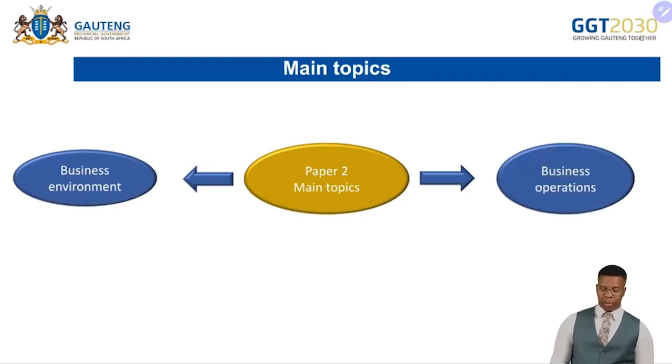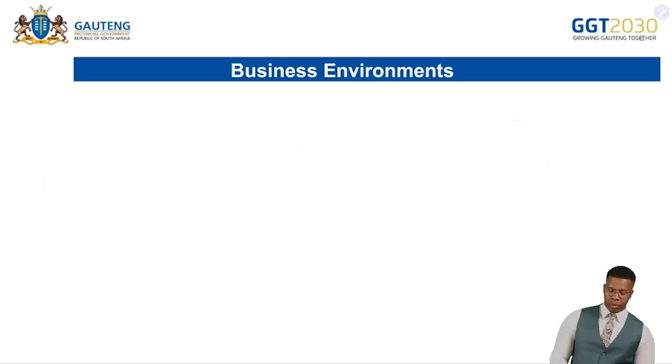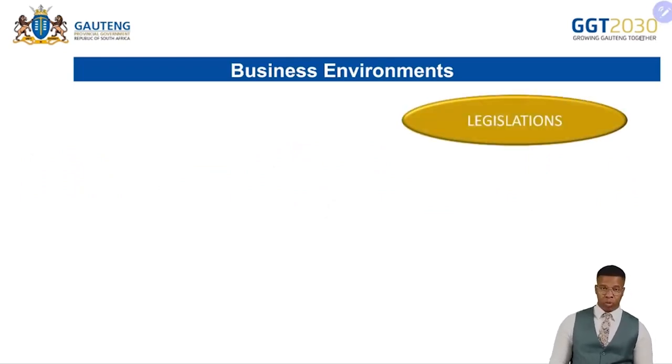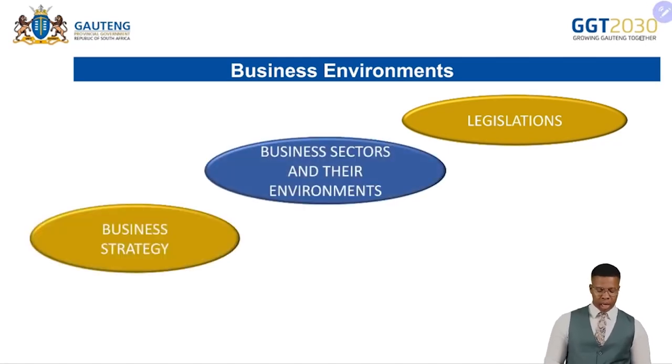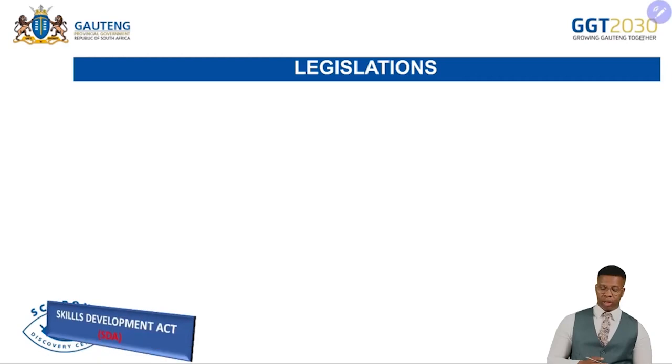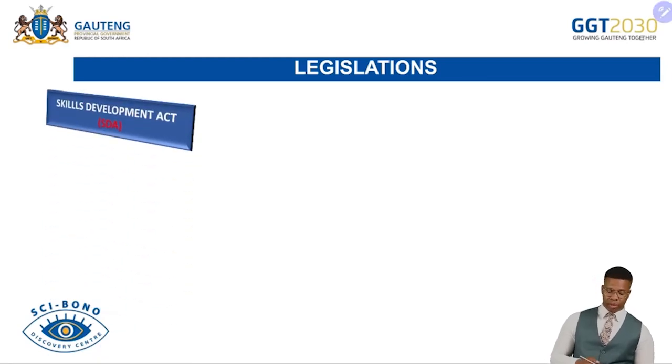That is for paper 1. Now, business environment will be our focus. We'll start with legislation, and we'll also look into business sectors and their environments, together with business strategy. So the focus for our lesson will be legislation, and we will be looking into the following. Remember, we have the following legislations.